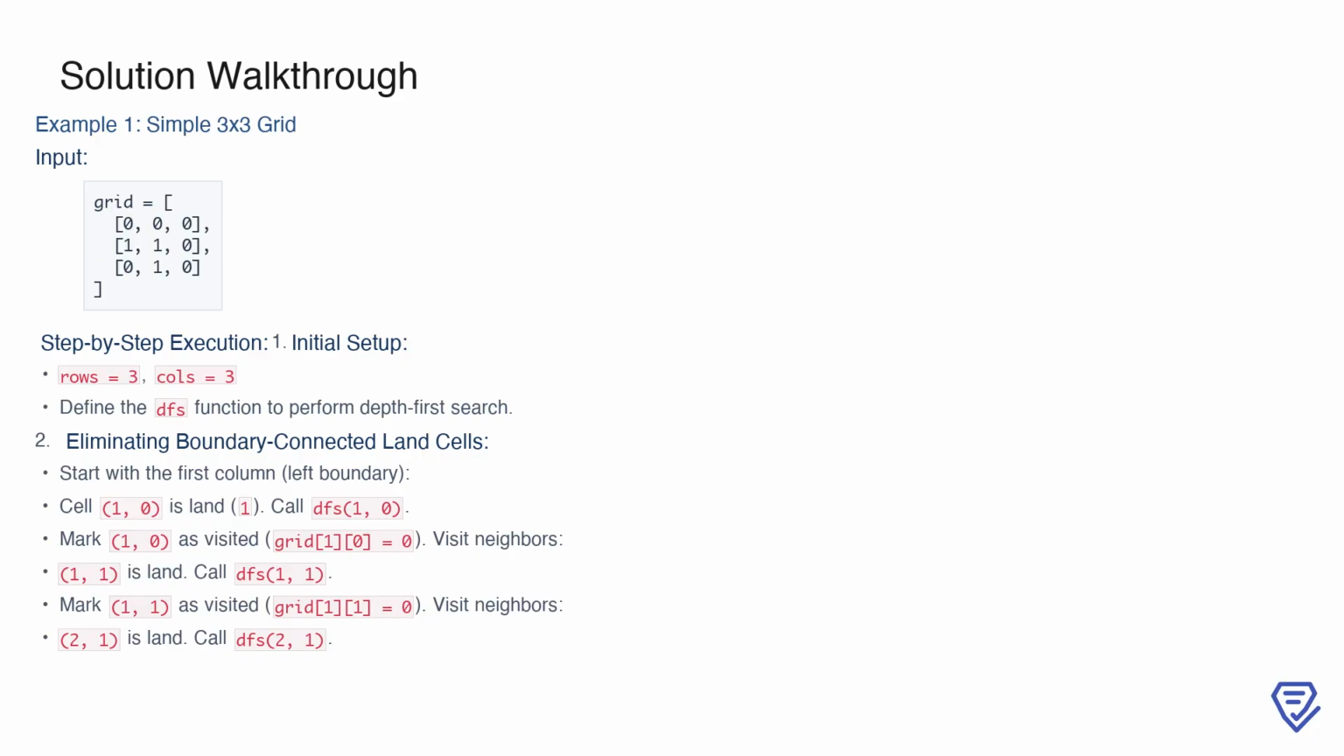The goal of the DFS function is to eliminate land cells that are connected to the boundary. Starting with the left boundary, we encounter cell (1, 0), which is a land cell. We call the DFS function for this cell, marking it as visited by setting grid[1][0] to 0. The DFS then explores its neighbors, finding that (1, 1) is also a land cell. We call DFS again for (1, 1), marking it as visited and continuing to explore its neighbors. This process leads us to cell (2, 1), which is also marked as visited. At this point, all other neighbors of these cells are either water or out of bounds, so we backtrack, ensuring all land cells connected to the boundary have been eliminated.